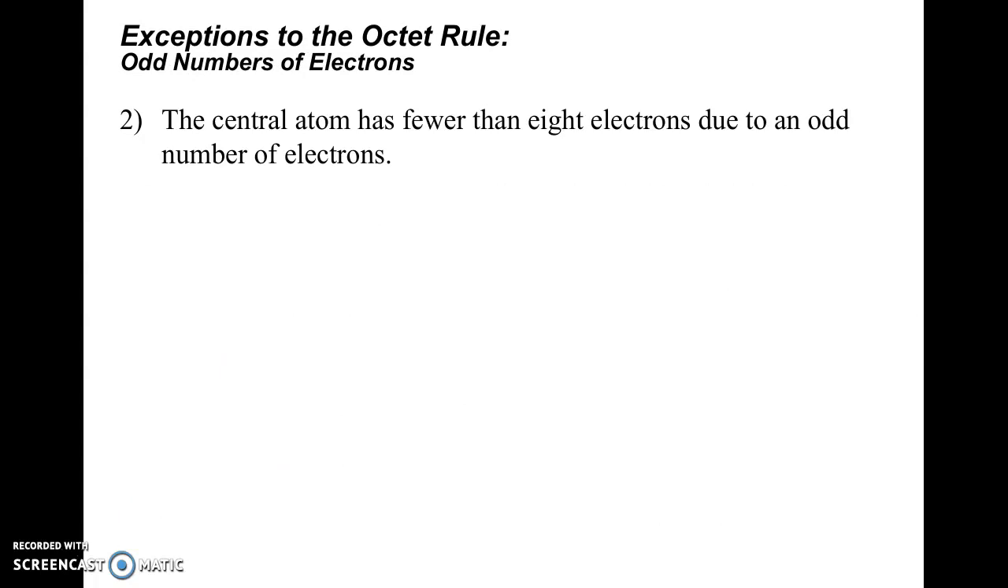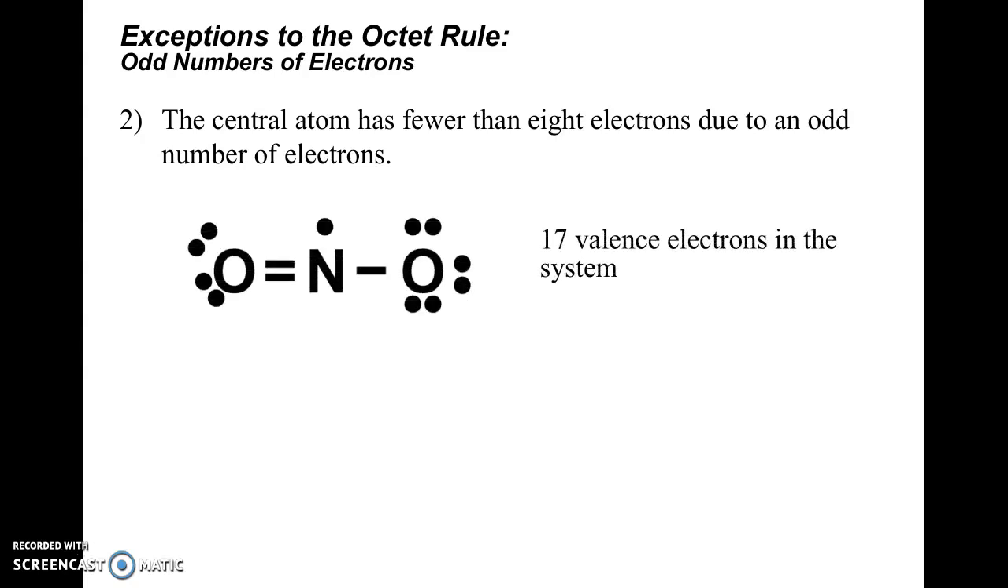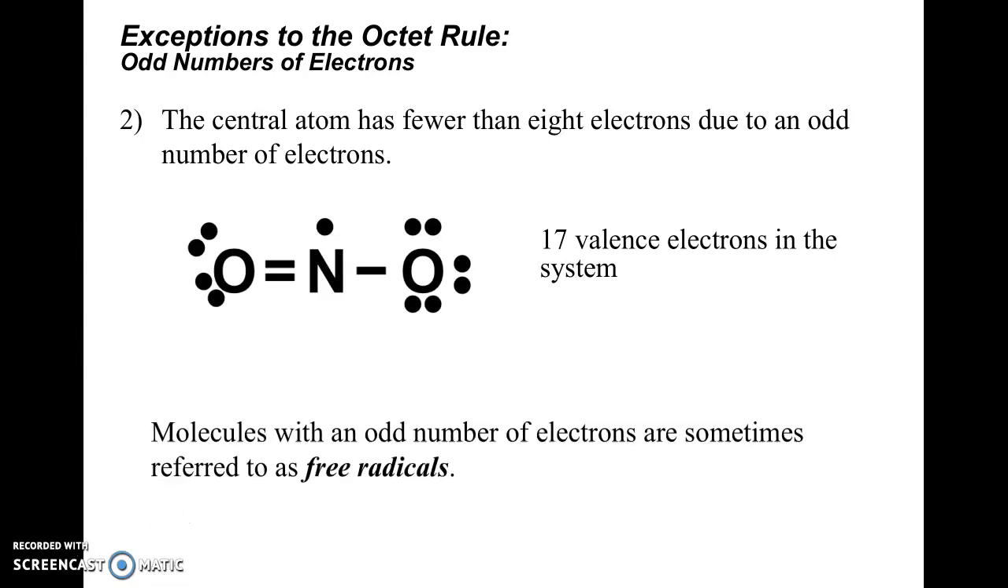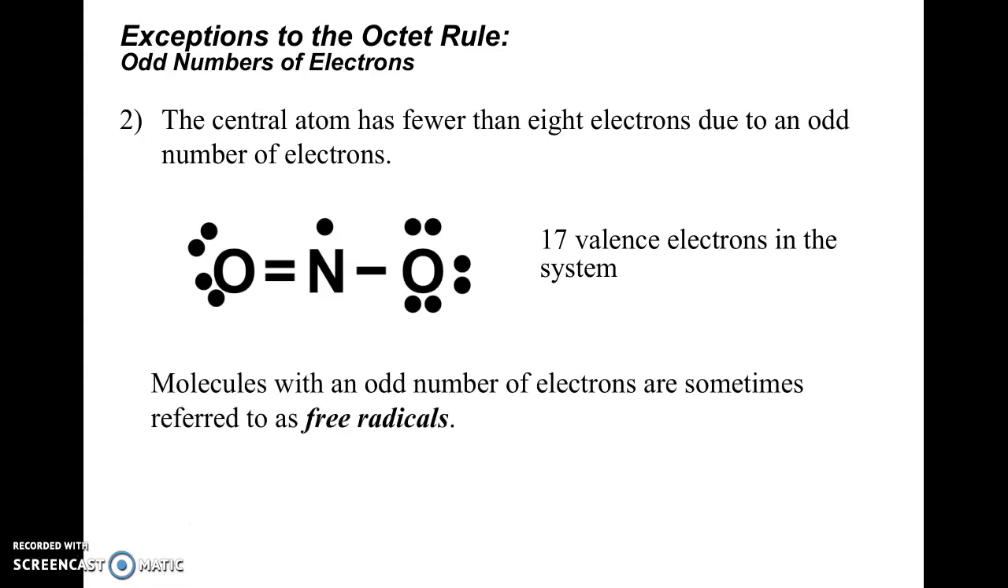The second case where we may have exceptions to the octet rule is where the central atom has fewer than 8 electrons because it's got an odd number of electrons. An example that I have here is nitrogen dioxide. There are 17 valence electrons in this system, so there's no way to pair them all up. Molecules with an odd number of electrons, that odd electron is often called a free radical, and they are extremely reactive because they're looking for another electron.